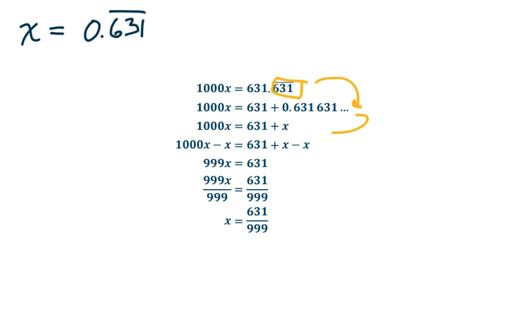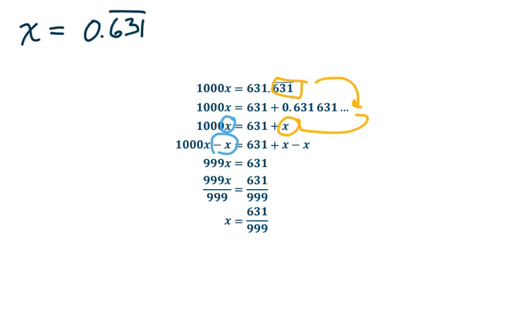So you can see that we use it here to say, well, since we defined it as x, let's just write it as x. Let's substitute it. Let's replace 0.631 repeating with x because we defined it as x. Now that we have it as x, and knowing that on the left-hand side we have 1,000x over here, we're going to subtract x on both sides of the equation.